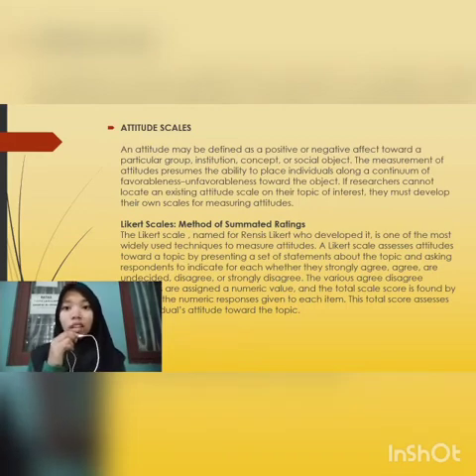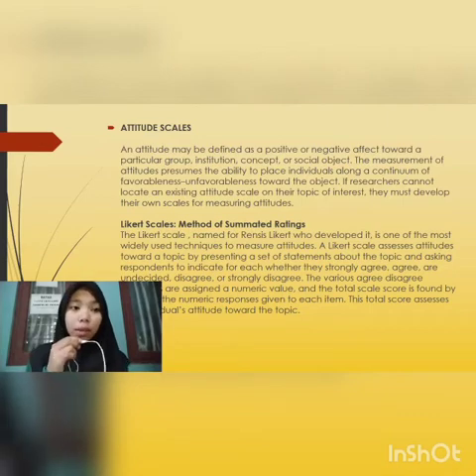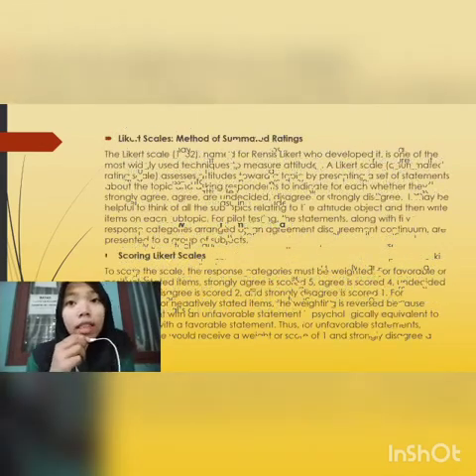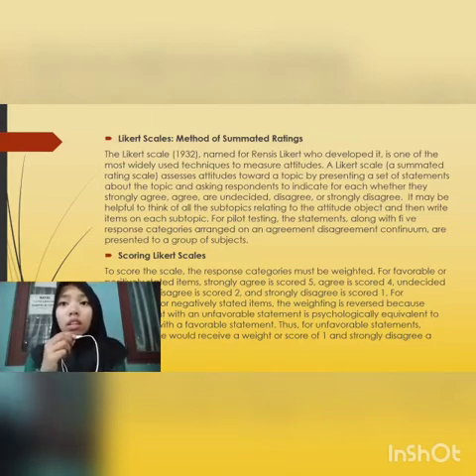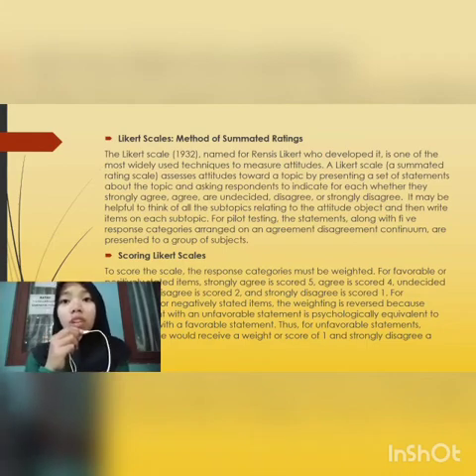This total score assesses the individual's attitude toward the topic. And then Likert scales is the method of summated ratings. The Likert scale, 1932, named for Rensis Likert, who developed it, is one of the most widely used techniques to measure attitudes.